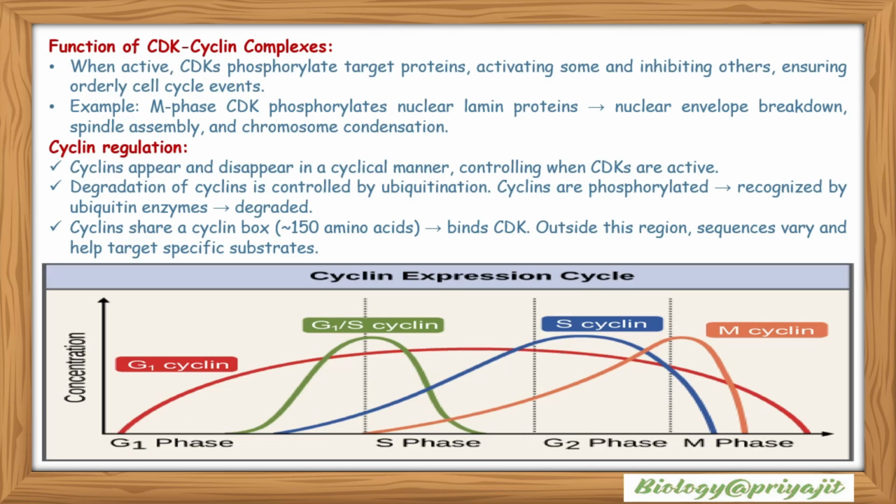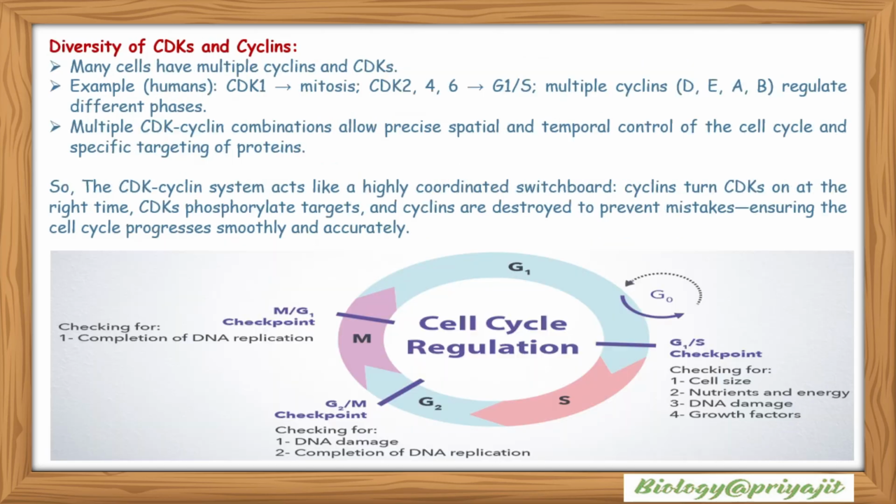Cyclin regulation. The protein got the name cyclin because this protein is cyclically upregulated and downregulated. Cyclins appear and disappear in a cyclical manner, thus controlling when CDKs are active. Degradation of cyclins is controlled by ubiquitination: the cyclins are phosphorylated, recognized by the ubiquitin enzymes, and then degraded. Cyclins share a cyclin box of about 150 amino acids, which can bind with the CDK. Outside this region, sequences vary and help target specific substrates.